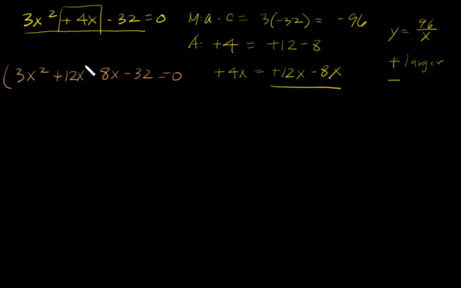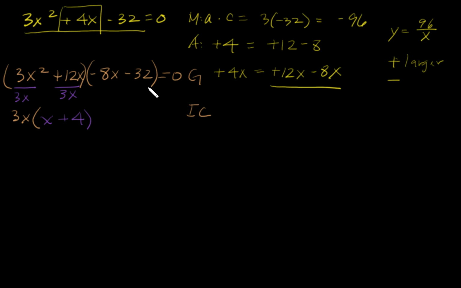Now I'm going to group the two. Okay, and then I'm going to see what they have in common. We have a 3x squared plus 12x. Take out a 3x. When they have something in common, what you're actually doing when you're taking it out is dividing both of the terms by 3x. So you get an x plus 4.